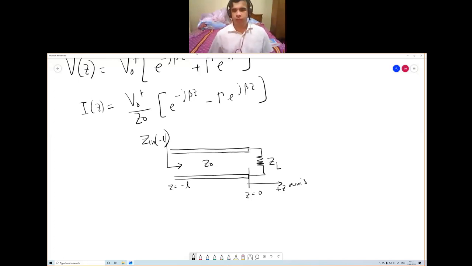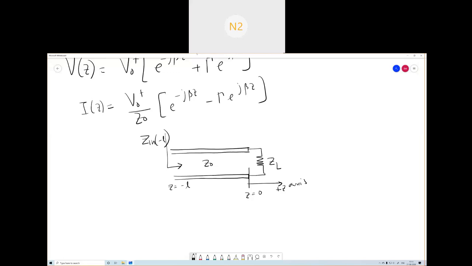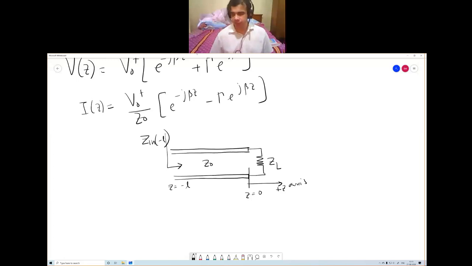First thing, let us assume that we have a lossless transmission line of characteristic impedance Z0. First step is we assume that we have a lossless transmission line whose characteristic impedance is Z0. Is it okay?